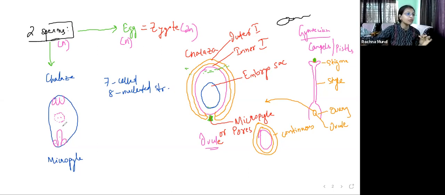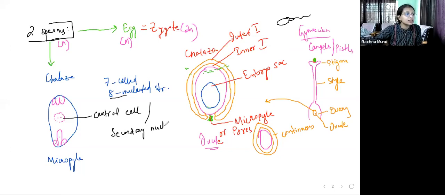I have 7 cells, but how many nuclei? This central cell, we call it the central cell. In this central cell, we have 2 nuclei. That is why it is 8-nucleated. If we are speaking of the cell, we call it the central cell, and if we are speaking of the nucleus, we call it the secondary nucleus. These are the nuclei with which one of the sperms fuses to produce the endosperm.